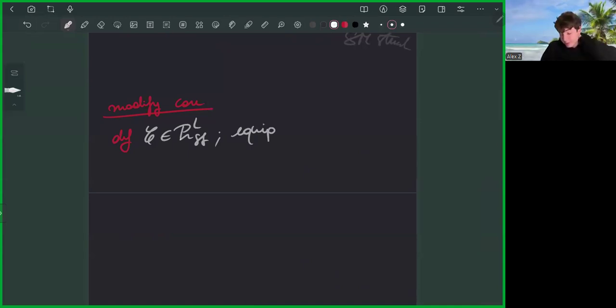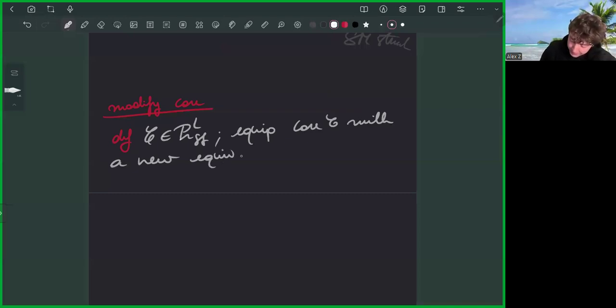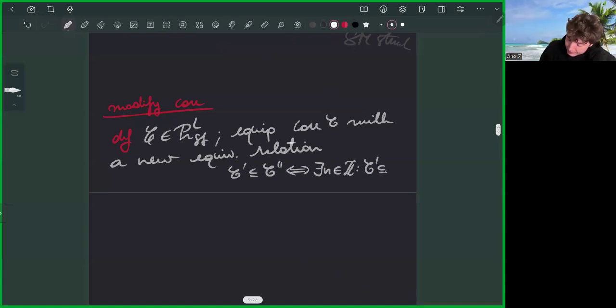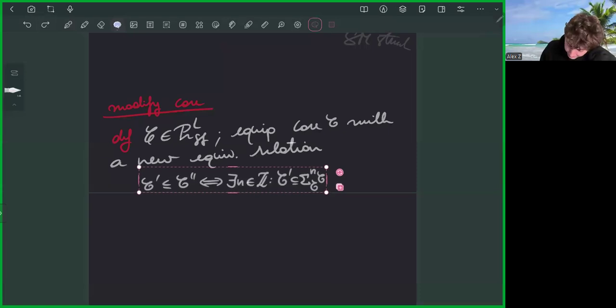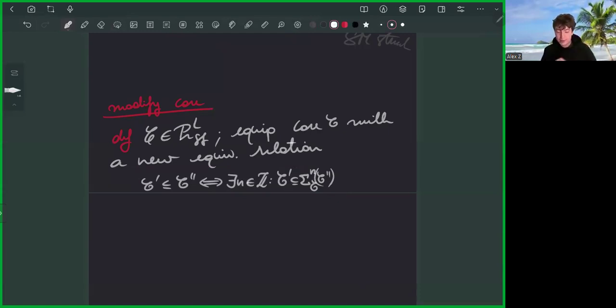Okay, if C is a presentable stable category, then we can equip core with a new equivalence relation, namely C prime is less or equal to C prime prime if and only if there exists an n in the integers such that C prime is a subset of the n-fold suspension of C prime prime. So this is a definition.